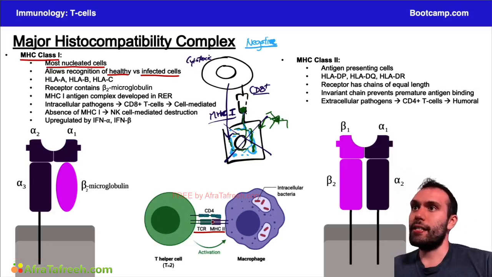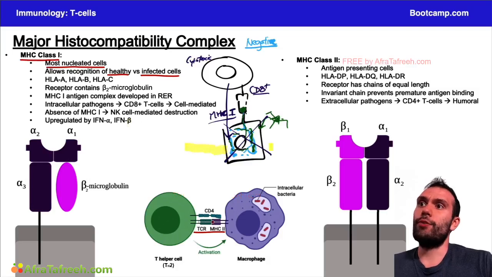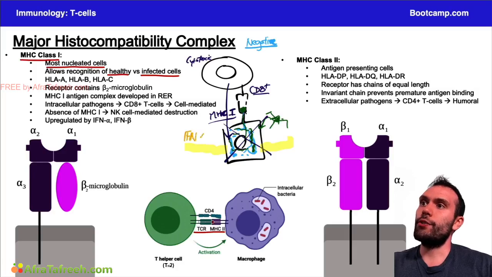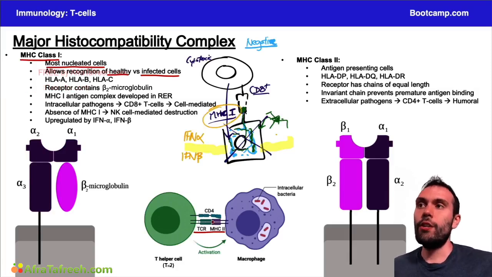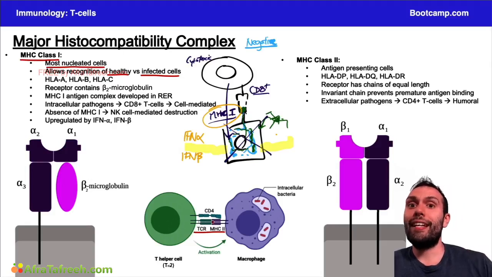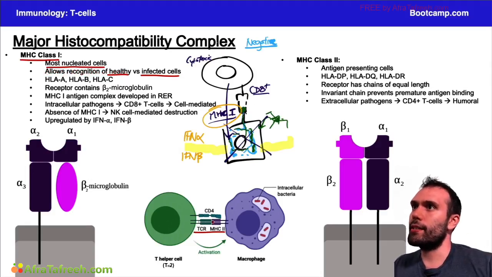So that's the concept. And remember, this cell will also release some interferon alpha and interferon beta to the nearby cells. It will essentially try to tell them to upregulate their MHC using interferon alpha and interferon beta. Remember, this will upregulate MHC1 on the nearby cells so that there's a higher probability that if those other cells are infected, they will be detected early by more cytotoxic T cells.